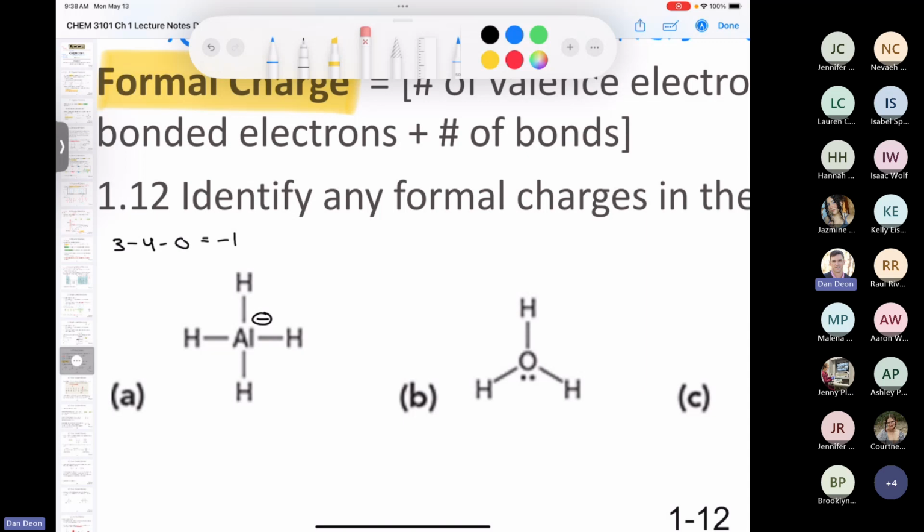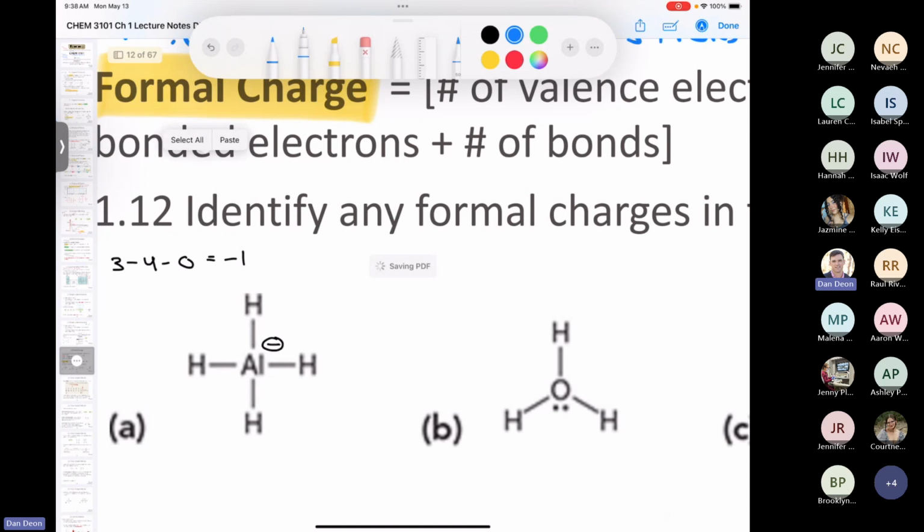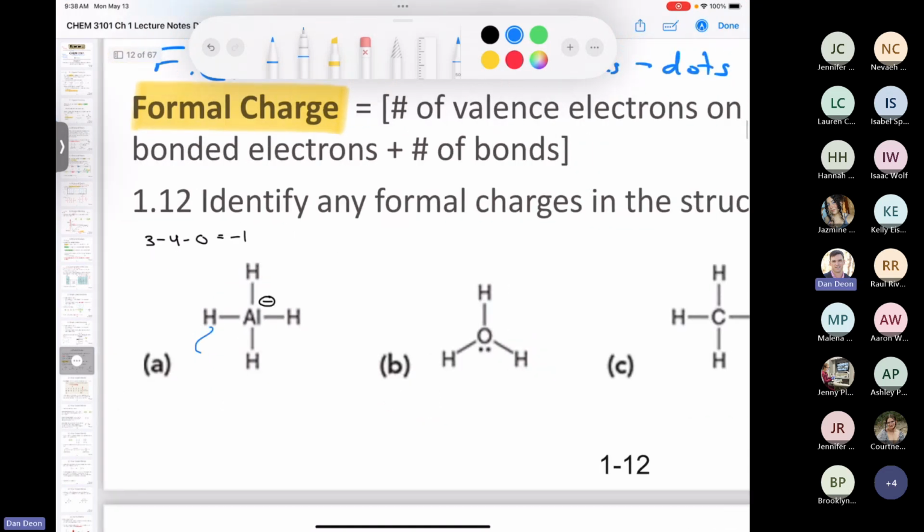Do the hydrogens have charges in here? In AlH4? No, right? Because they all have 1 bond, right? We could test our hypothesis. We could say hydrogen has 1 valence electron minus 1 stick minus 0 dots, which gives us 0. So the hydrogens have no charge, right? Hydrogen only has one bond.